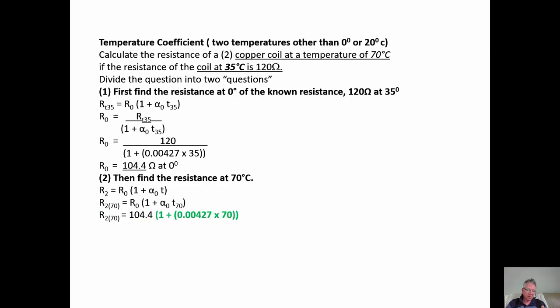So R2 at 70 degrees centigrade equals 104, and remember 104.4 is the result we got for R0, and now we have 1 plus what's in brackets. So we have 1 plus 0.2989. So the resistance at 70 equals 135.6 ohms.